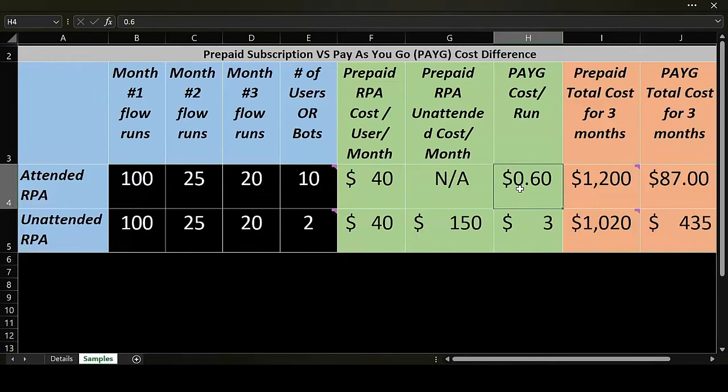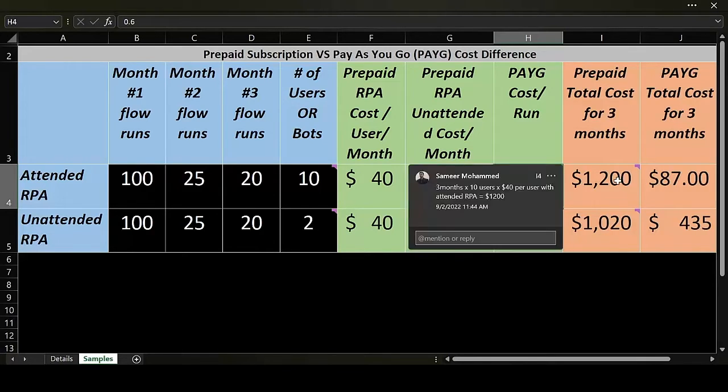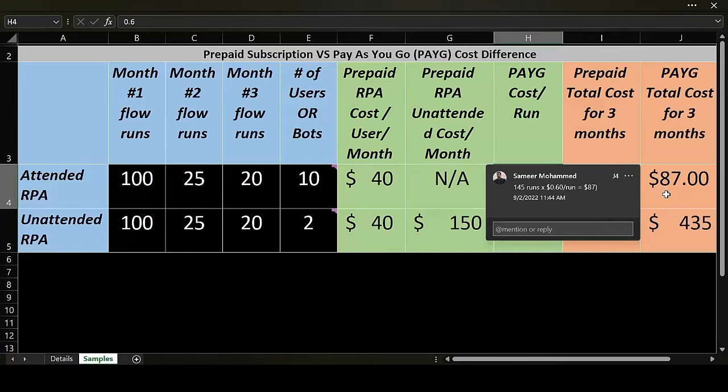If you take a look at this, it's $1,200, and the calculation is very easy: 3 months into 10 users into $40 per user per month, which is $1,200. So if I were to have a prepaid subscription, I'd be paying $1,200 for 10 users. But if I have pay-as-you-go for the same thing, I end up paying $87, which is the total of these 3 months over here, which is 145 runs into 60 cents per run, which is $87. So I see that pay-as-you-go is a lot cheaper over here.